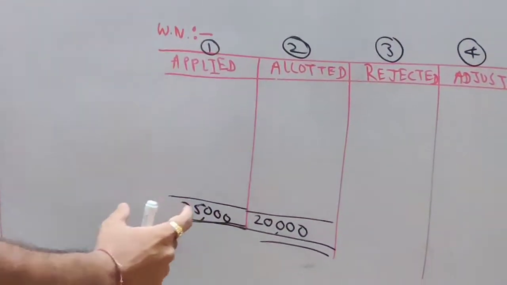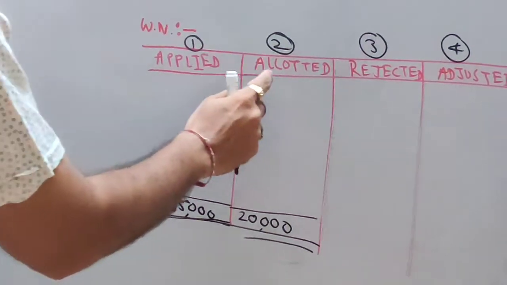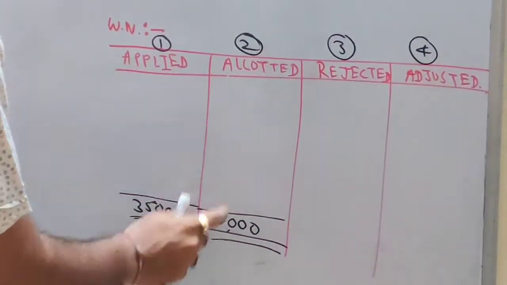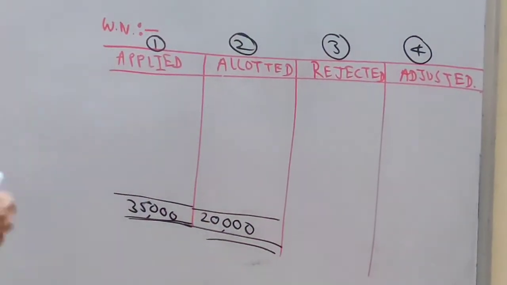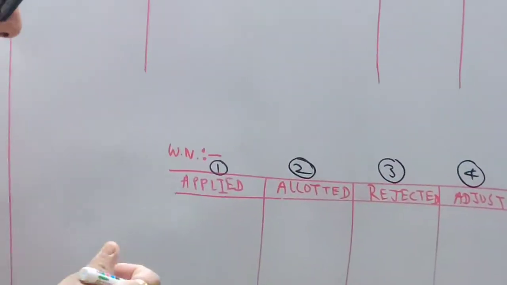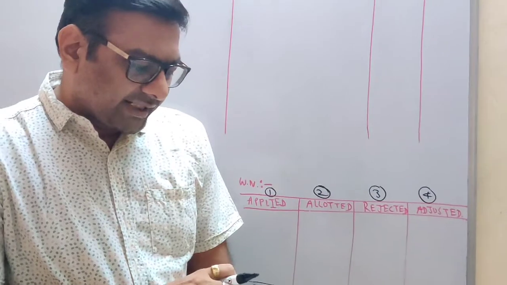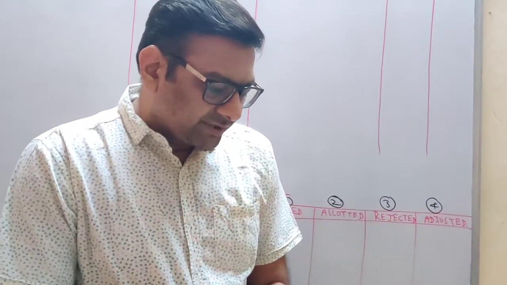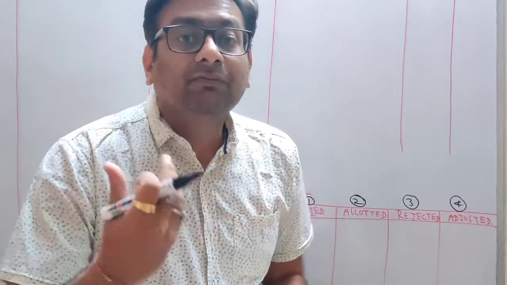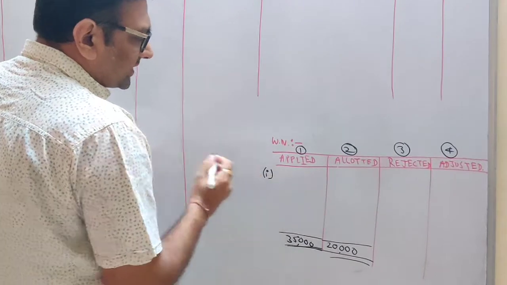Okay, let's continue. So total application received is 35,000 shares. Total offer made by the company is 20,000, which is the maximum shares that can be allotted. Now you have to read the statement, what and how they are going to deal with this oversubscription. The question says the company has decided that applicants of 5,000 shares were given full allotment. So this I am writing as my first category.